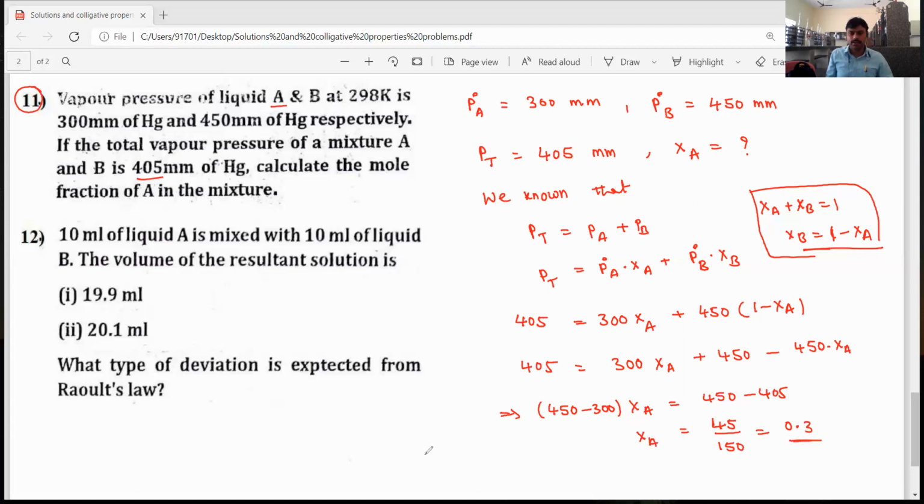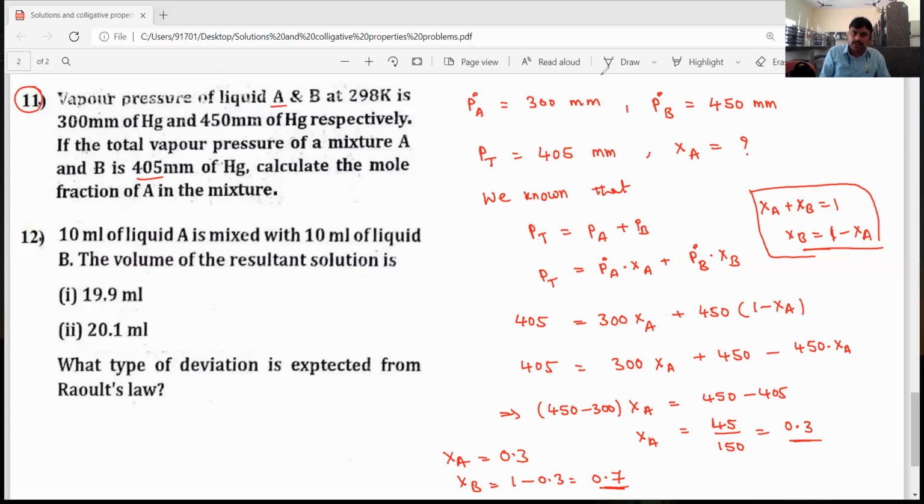So the mole fraction of A is 0.3, and the mole fraction of B is 1 minus 0.3, which is 0.7. Then the total of the mole fractions of all components is 1. Already we know that. Okay, students, if they ask for A, we calculate A. If they ask for B, we have to calculate B. Or if both are asked, we can calculate very easily. This kind of question is also very important.